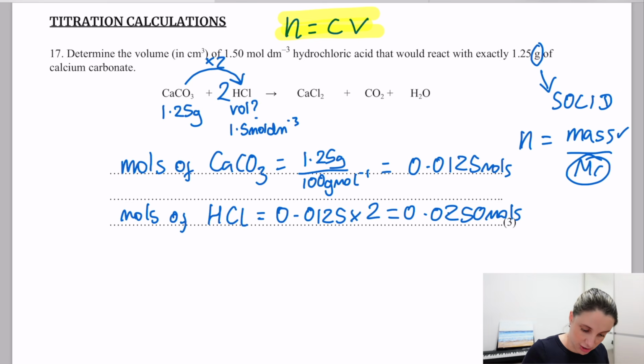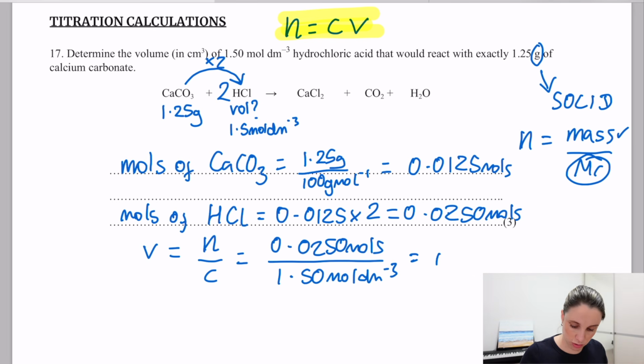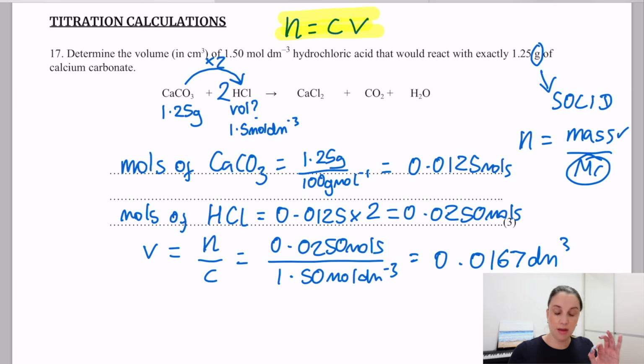And now we need to work out the volume, which equals the moles divided by the concentration. So I've got my 0.0250 moles, and we're going to divide that by the concentration that they gave us, which was 1.50 moles per dm cubed, and that equals 0.0167 decimeters cubed. Ideally, that would pick you up the 3 marks.